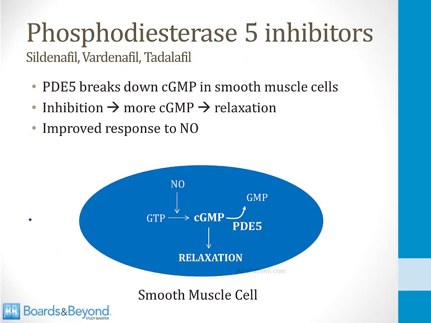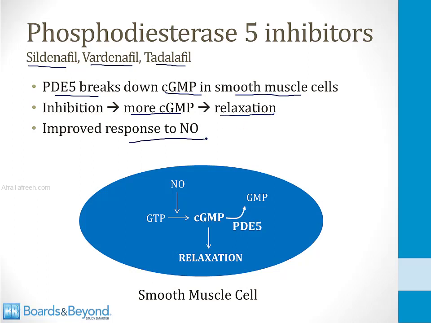So we don't know exactly what causes erectile dysfunction, but we do have some drugs that work fairly well to treat the condition. And the drugs that are usually used to treat this condition are phosphodiesterase 5 inhibitors. These drugs have names like sildenafil, which is also called Viagra, and vardenafil and tadalafil. The reason that inhibiting phosphodiesterase 5 helps in erectile dysfunction is because PDE5 breaks down cyclic GMP in smooth muscle cells. Therefore, when you inhibit phosphodiesterase 5, there's more cyclic GMP in cells, and this leads to relaxation and an improved response to nitric oxide.